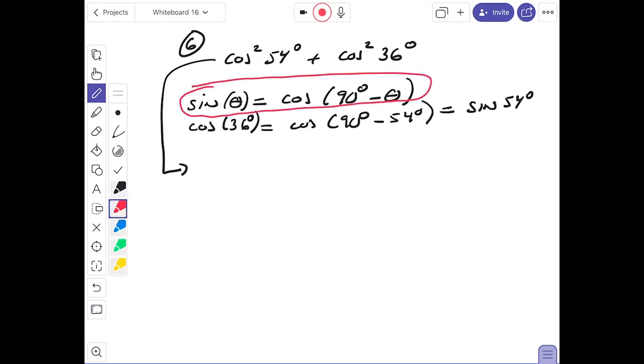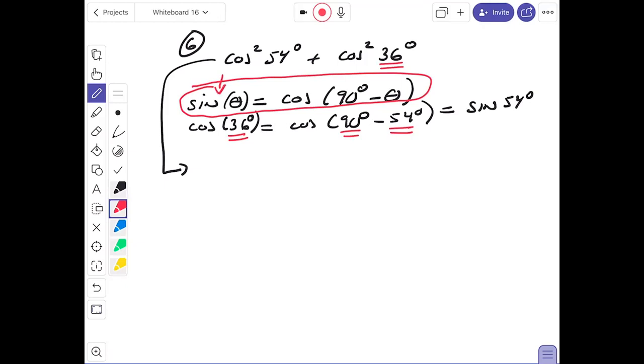I took the theta to be 36 degrees. That's right here. And what do you get over here? 90 degrees minus 54. What's 90 degrees minus 54? Well, that's going to be 36 degrees. That's pretty obvious. What's it equal to? Well, it says equal to the sine of 54 degrees.